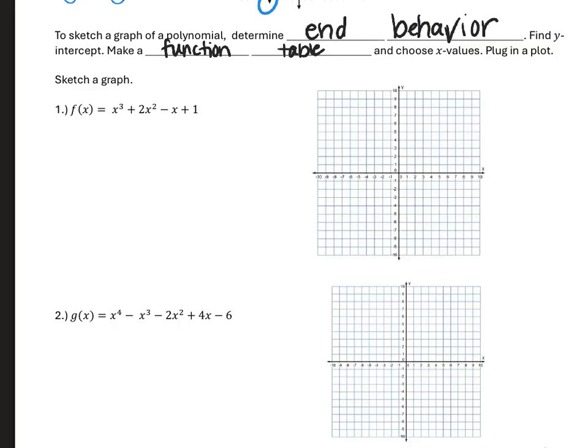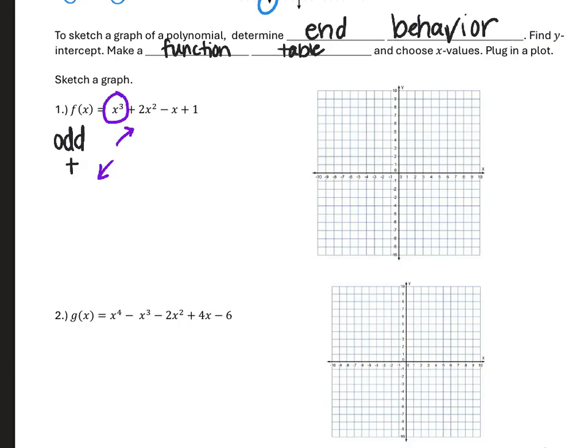Step 1, let's look at this function. What is the leading term? Always check that it's in standard form. Sometimes it's not. This is in standard form. So what kind of leading term do we have? Odd or even? Odd. Positive or negative? Positive. Meaning my end behavior is going to look like this. The left side's going down, right side's going up.